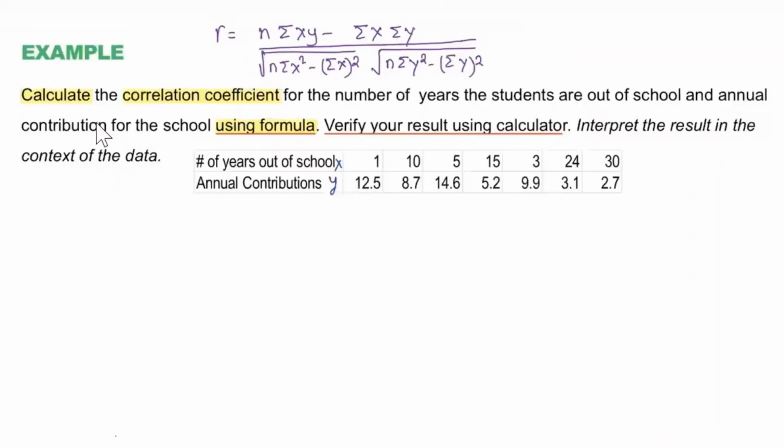So we have already seen the problem. We have the idea of what we are calculating here. We are calculating the correlation coefficient between the X variable, the number of years the students are out of school, and their annual contribution.